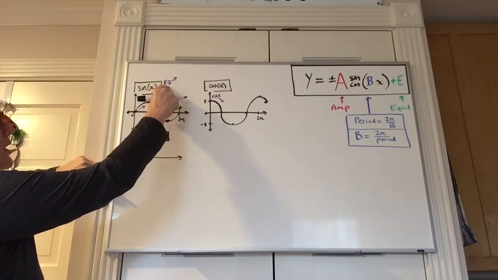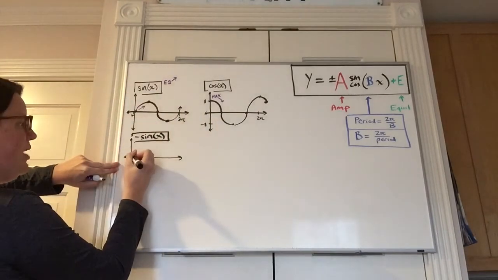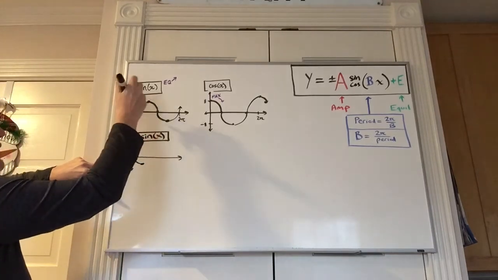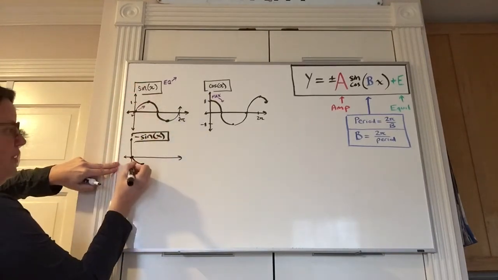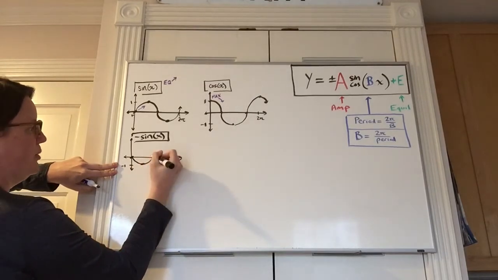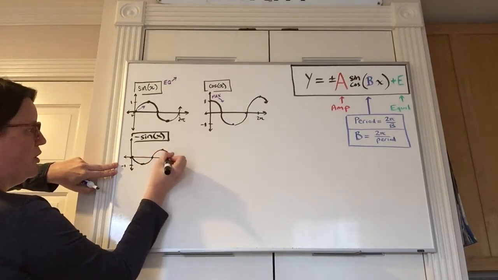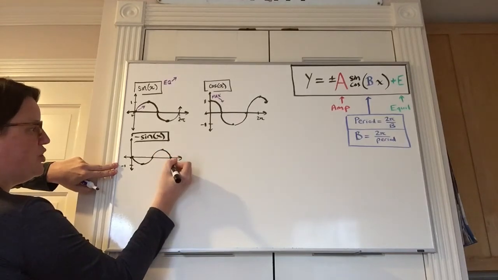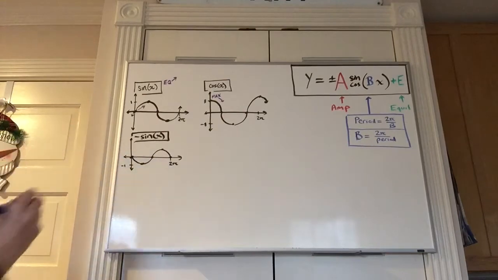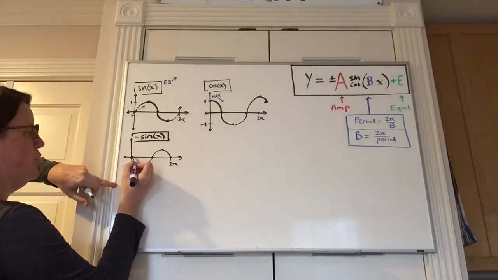So instead of starting at equilibrium and heading up, this graph is going to start at equilibrium and head down. So what was this high point at 1 has now flipped to a low point at -1. And then it's going to come back to equilibrium, go up to a maximum, go back to equilibrium, still finishing a period in 2 pi. The only difference is that for negative sine, you start at equilibrium and you go down.